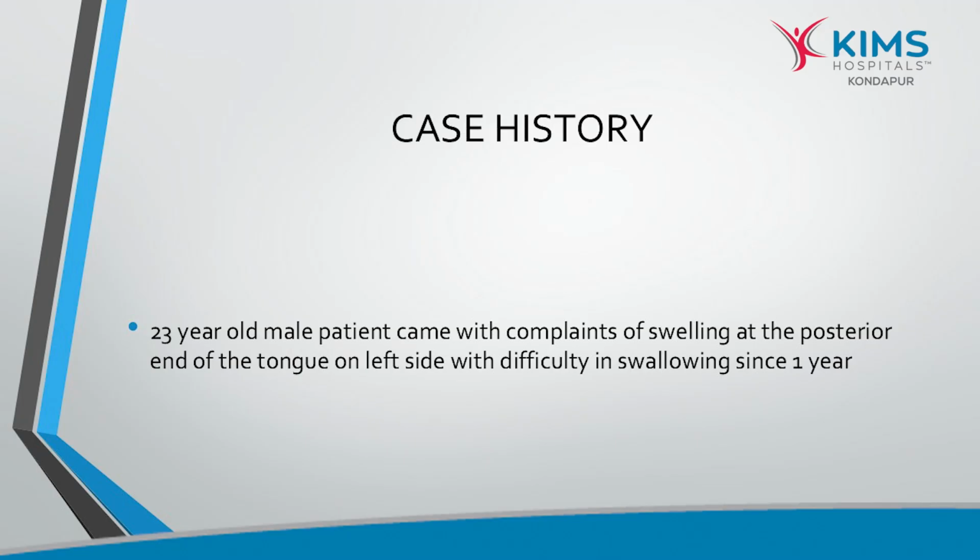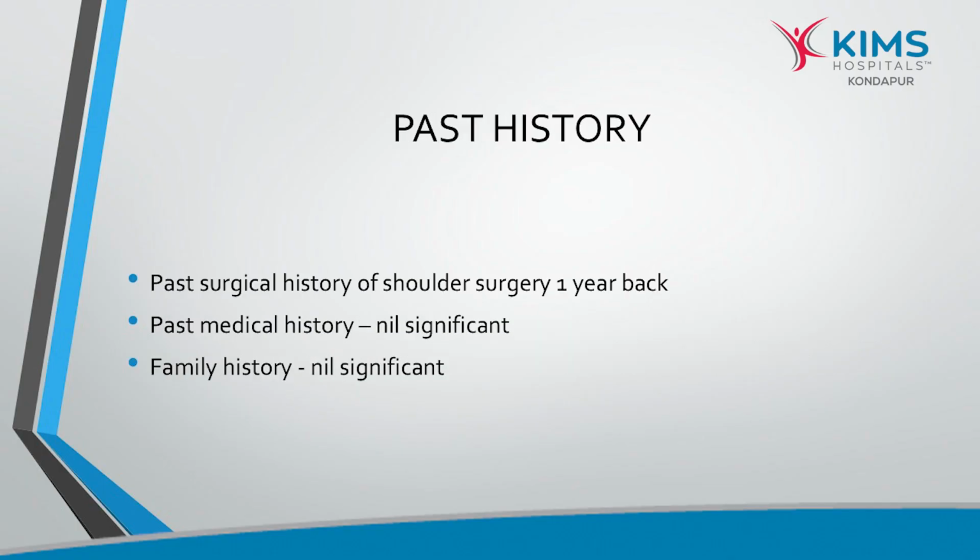A 20-year-old male patient came with complaints of swelling at the posterior end of the tongue on the left side and difficulty in swallowing since 1 year. Other than that, there is no pain, no difficulty in breathing, no airway obstruction, and no alteration in speech. Past history: there is a past surgical history of a shoulder injury, and otherwise nothing significant.